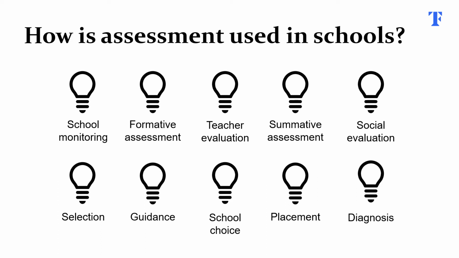Summative assessment to determine if a pupil has passed a course. Social evaluation where a pupil may rank themselves amongst their peers or social circle. Selection, such as for entry to selective schools or courses. Guidance, where individuals are given suggestions for future educational and employment routes. School choice, to identify which school parents desire their child to attend. Placement, where individuals are placed in sets or streams based on performances in previous assessments. And finally, diagnosis, such as screening tests for dyslexia.